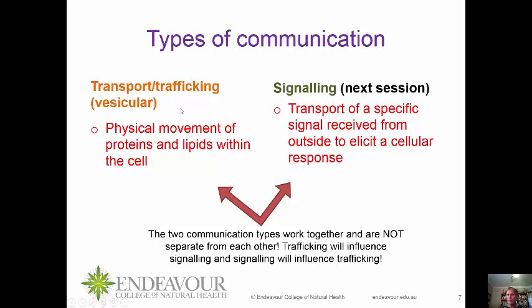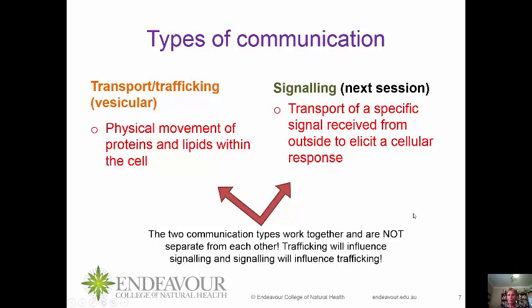Okay, so transport or trafficking is the physical movement of proteins and lipids within the cell. It's how things move into and out of the cell and how they move around once they're in the cell. Signaling, on the other hand, is transport of a specific signal. It's received from the outside and elicits a response on the inside of the cell, making a cell do something. Now, the two types work together.